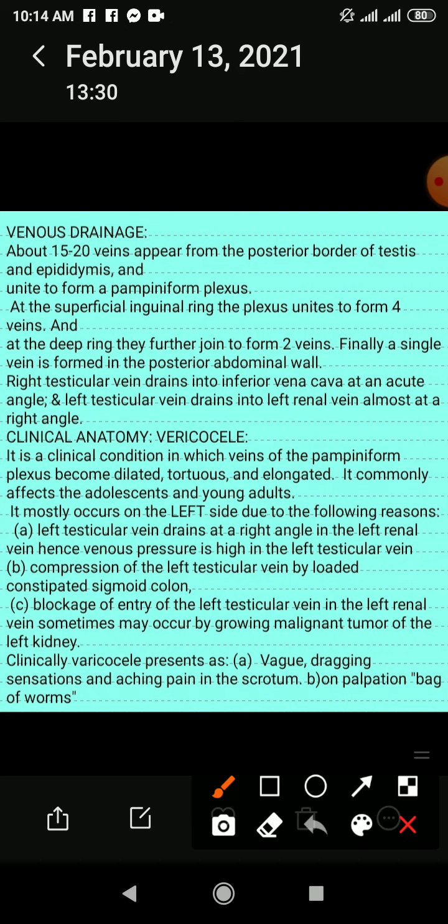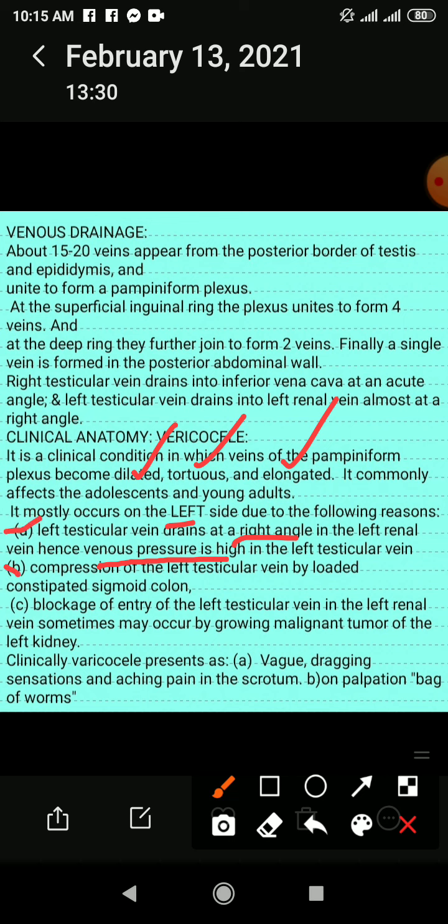So what is varicocele? It is a clinical condition in which the veins of the pampiniform plexus become dilated, tortuous, and elongated, and it commonly affects young adults. Varicocele is most common on the left. Why? Because the left testicular vein drains at a right angle into the left renal vein, so the venous pressure is high in the left testicular vein. This is the number 1 cause.